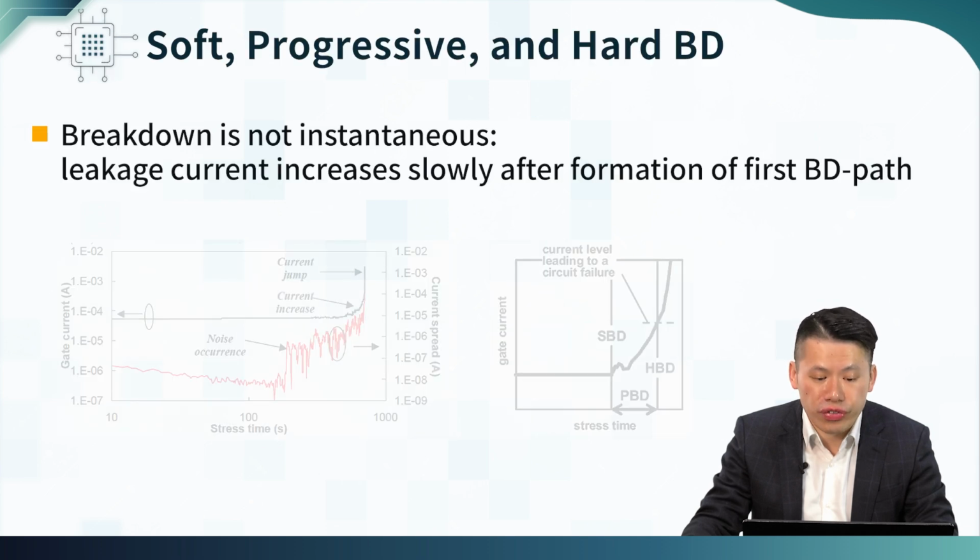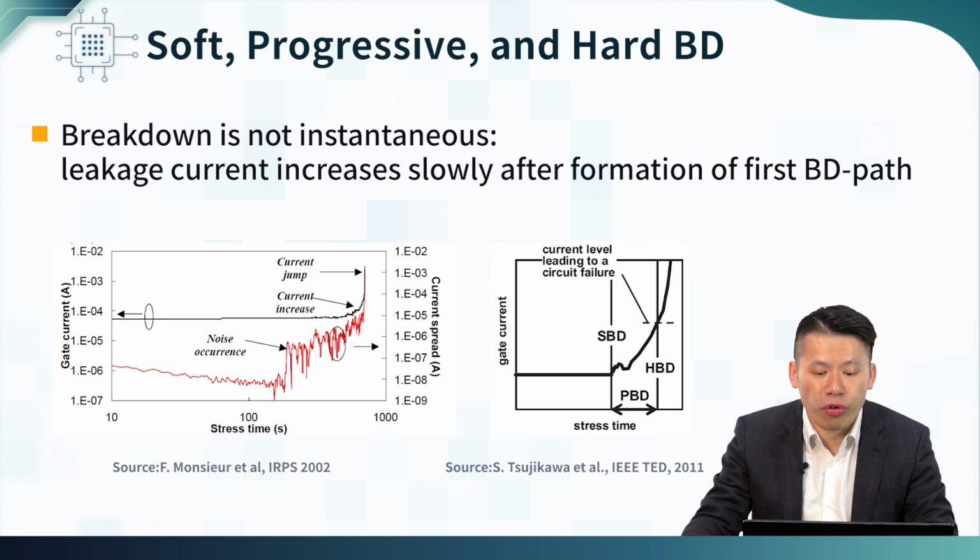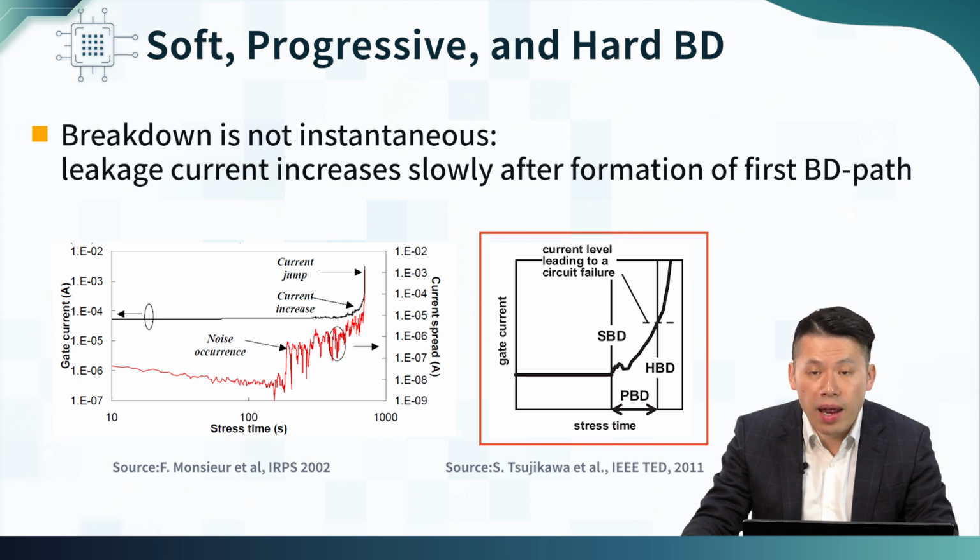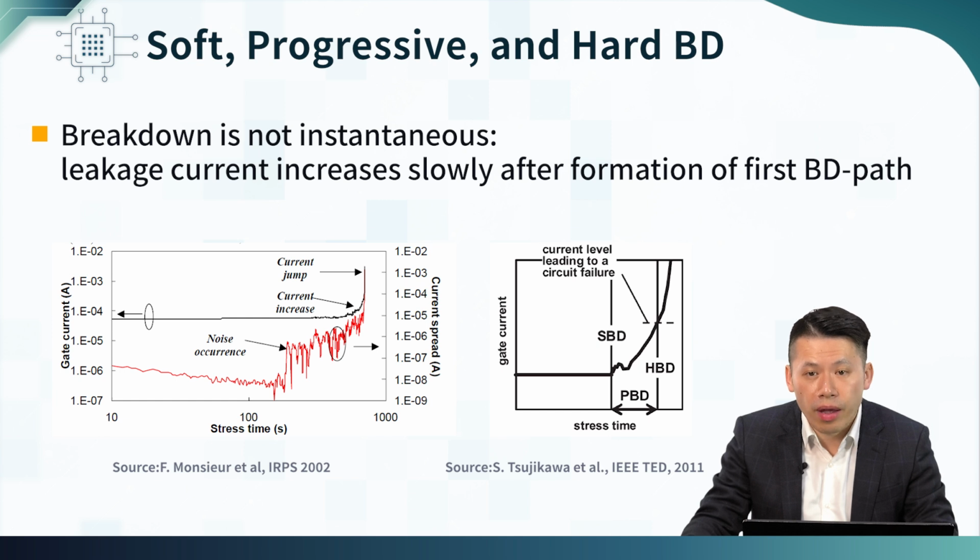Next, we will continue to discuss the understanding of the soft, progressive, and hard breakdown. As previously shown in this graph, the breakdown is not instantaneous. You can see the leakage current increases slowly after the formation of the first breakdown path. Once we find that the noise is increased, that already suggests the first breakdown path is generated. Then the leakage current increases slowly until the hard breakdown. In this schematic, once a small hump happens, that already suggests a soft breakdown has happened. Then there is a certain time between the soft breakdown and hard breakdown, which is what we call the progressive breakdown.